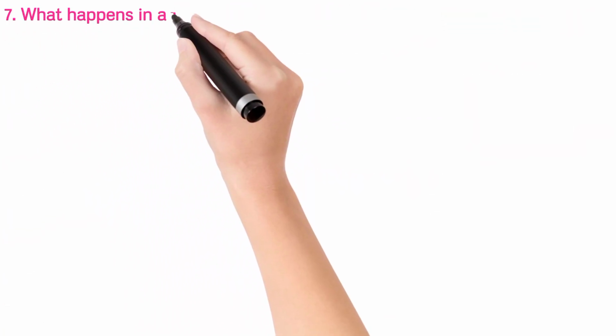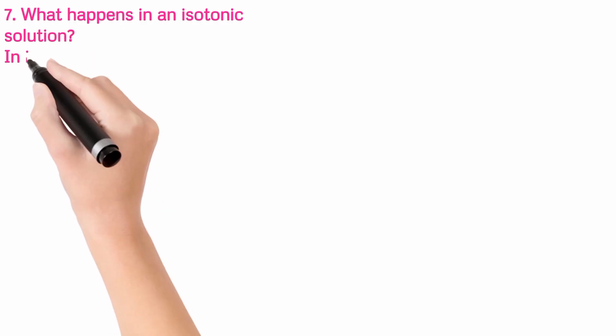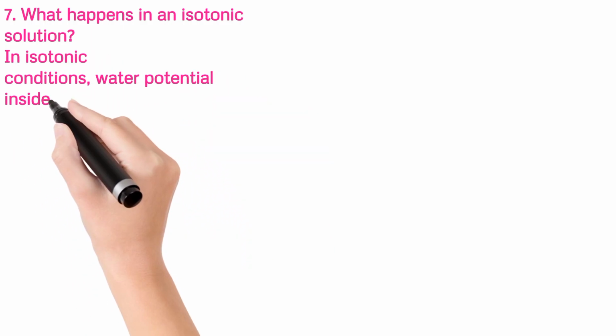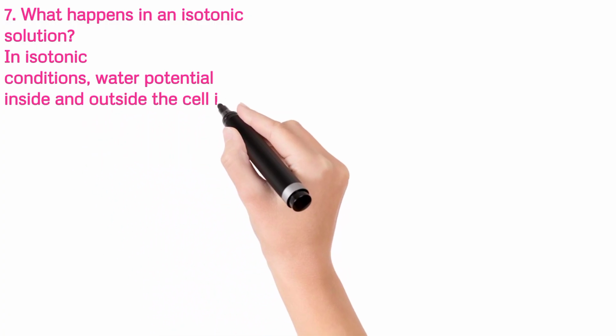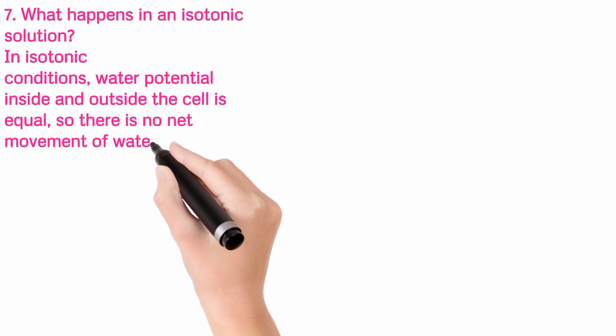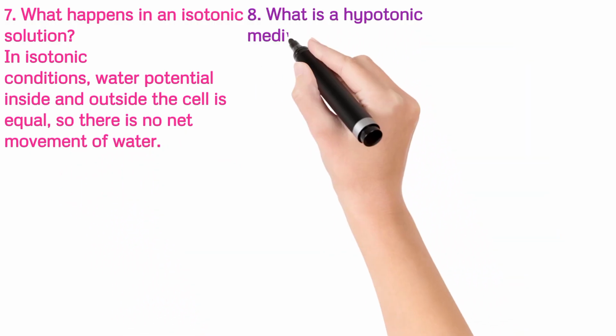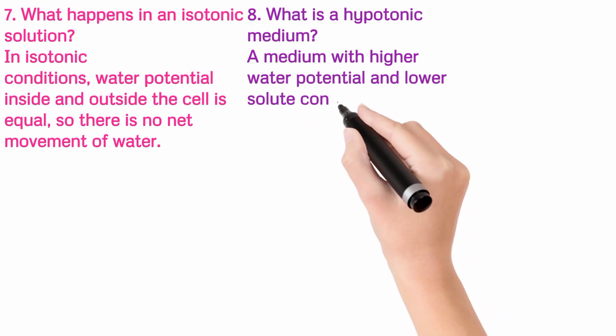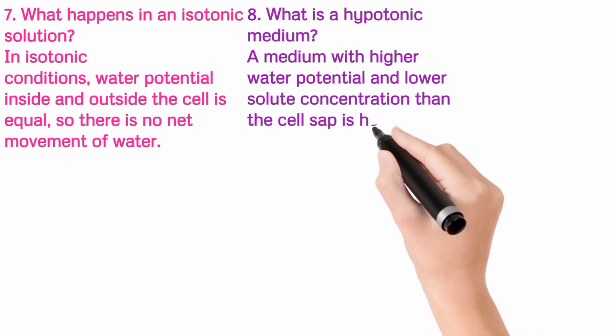7. What happens in an isotonic solution? In isotonic conditions, water potential inside and outside the cell is equal, so there is no net movement of water. 8. What is a hypertonic medium? A medium with higher water potential and lower solute concentration than the cell sap is hypertonic.